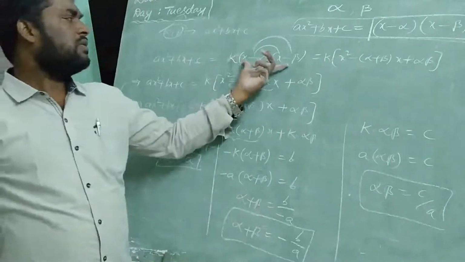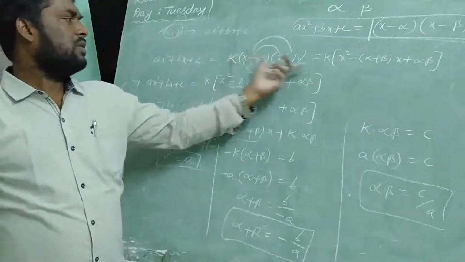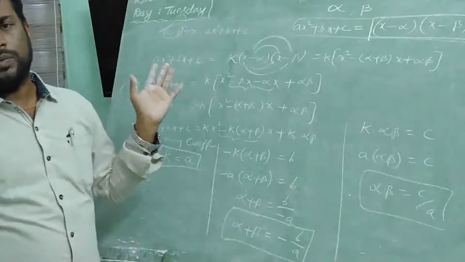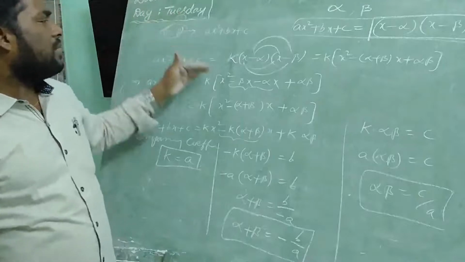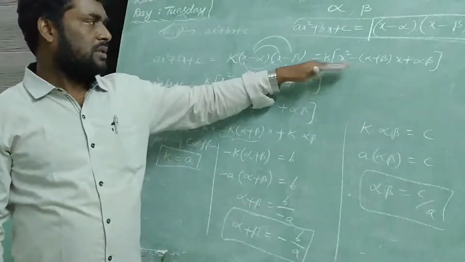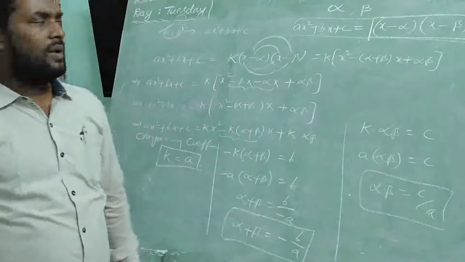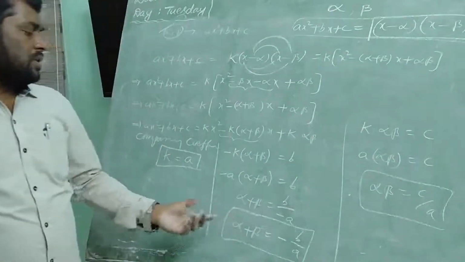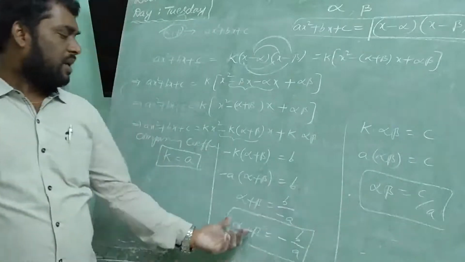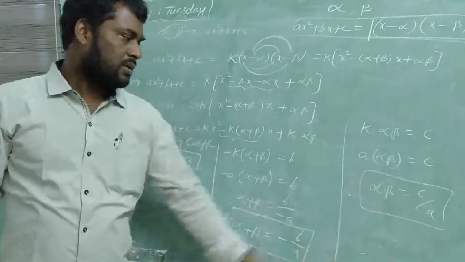Okay. So what is the use of this formula? This formula is useful to find the quadratic polynomial when zeros are given. If alpha comma beta are the zeros, then the quadratic polynomial is k into x square minus of alpha plus beta into x plus alpha beta. And next, two more important concepts, sum of the zeros and product of the zeros.